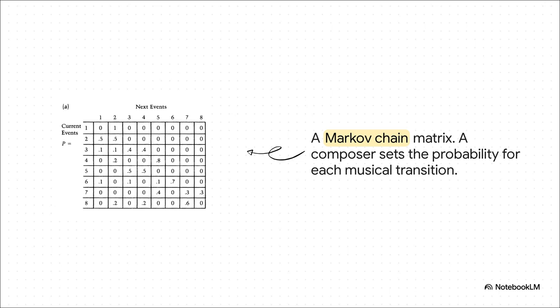This is for a Markov chain. See how the composer has to manually decide the probability for every move? Like, if we're on event 2, they've literally written in the code, there's a 50% chance we stay here and a 50% chance we jump to event 1. It's not random. It's controlled probability. It's a system built on pure human logic, from top to bottom.